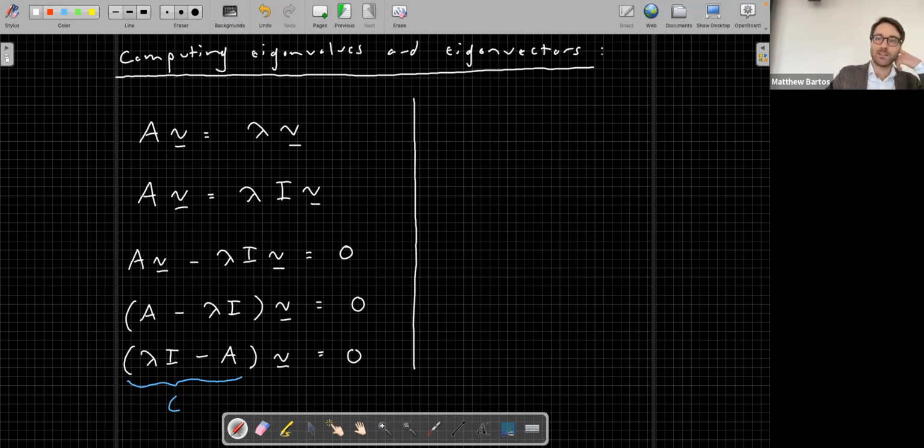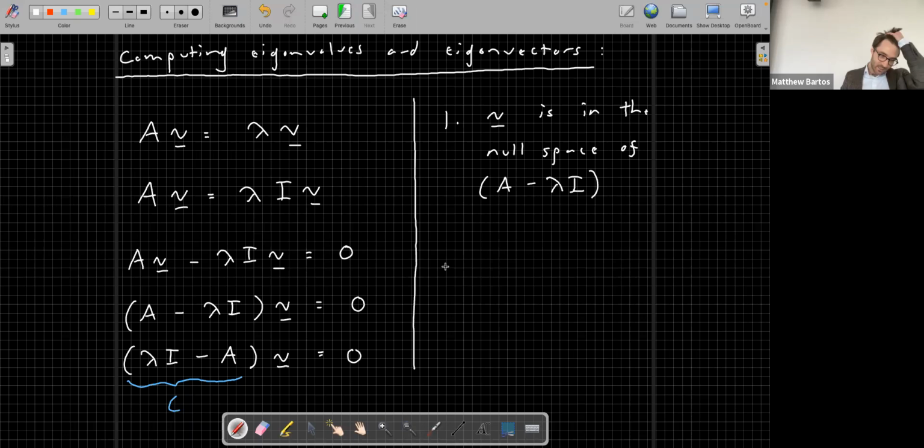So we can write that V is in the null space of A minus lambda I, or lambda I minus A, it doesn't really matter. So we know that A minus lambda I has a non-trivial null space. So what does that imply about A minus lambda I?